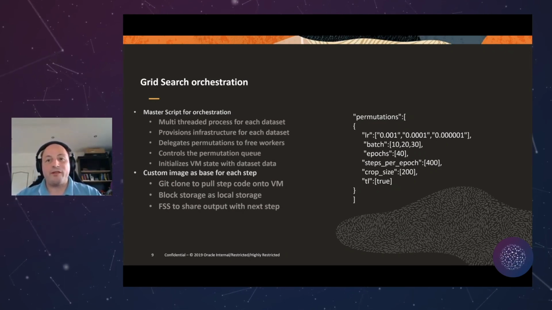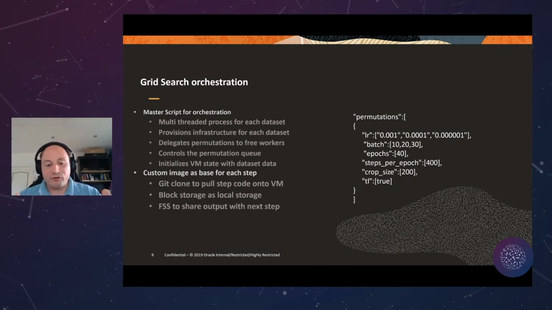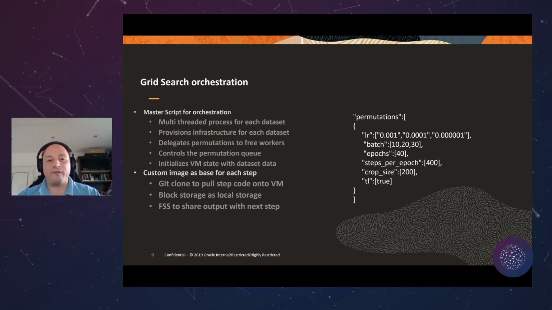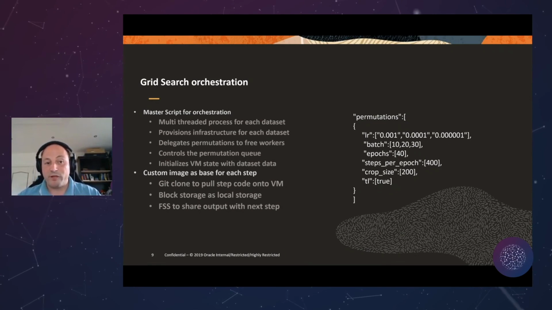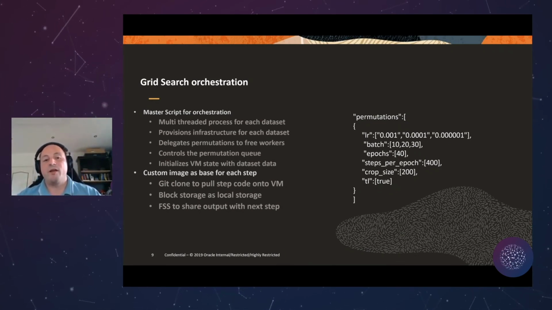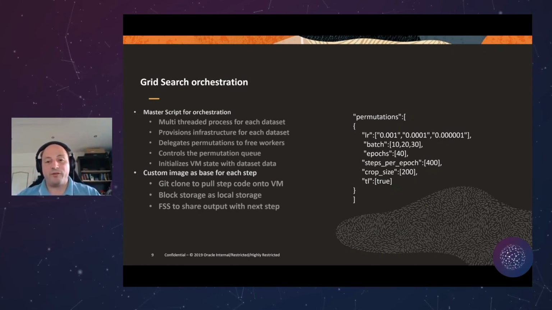And we want to scale out as much as possible. And in order to do this in an optimal way, we need to have some sort of orchestration between those steps. So that's what we did. We created a master script for them, which is a multi-threaded process, which keeps track of the different worker nodes.